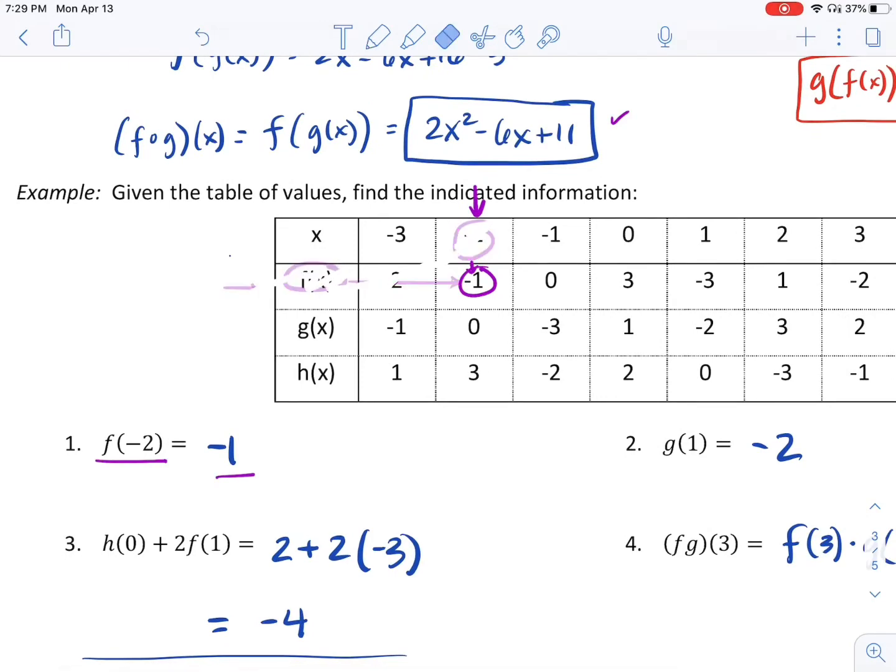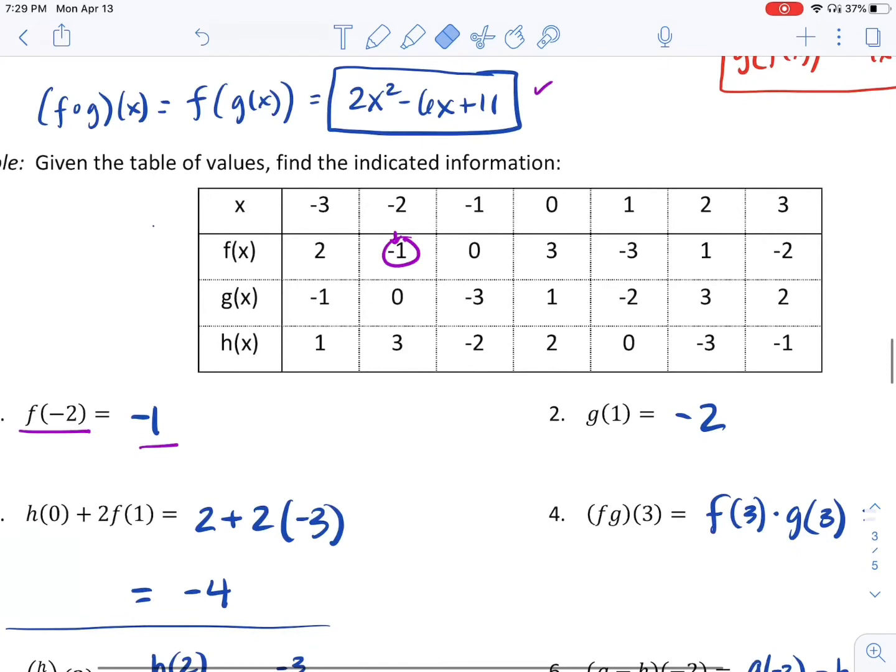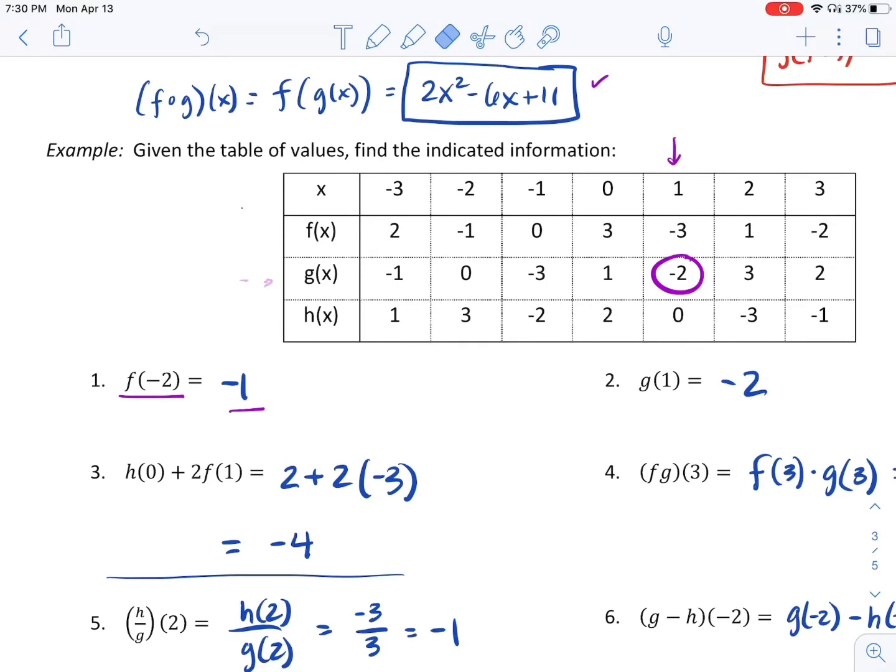That's how that should be read. So in this case as well, g of 1, I go to the g row and to the 1 x-value column, that g of 1 is -2. I can combine these operations to produce some expressions like I did earlier, some operations on functions.